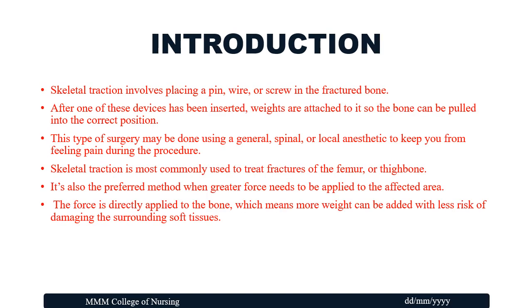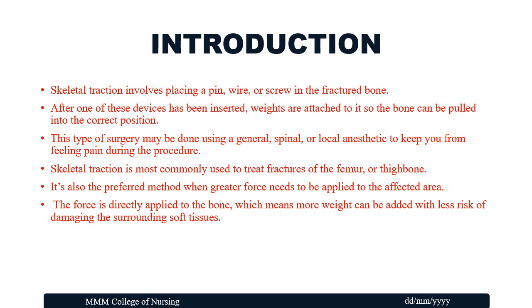Introduction. Skeletal traction involves placing a pin, wire or a screw in the fractured site. After one of these devices has been inserted, weights are attached to it so the bone can be pulled into the correct position. This type of surgery may be done using a general, spinal or local anesthetic to keep you from feeling pain during the procedure.